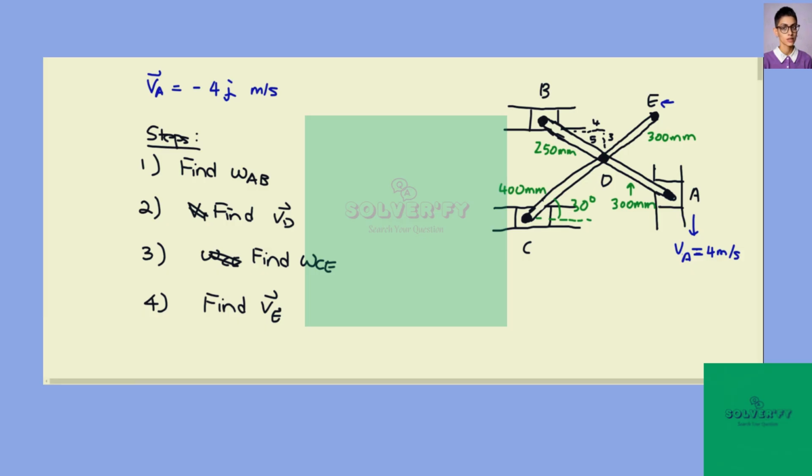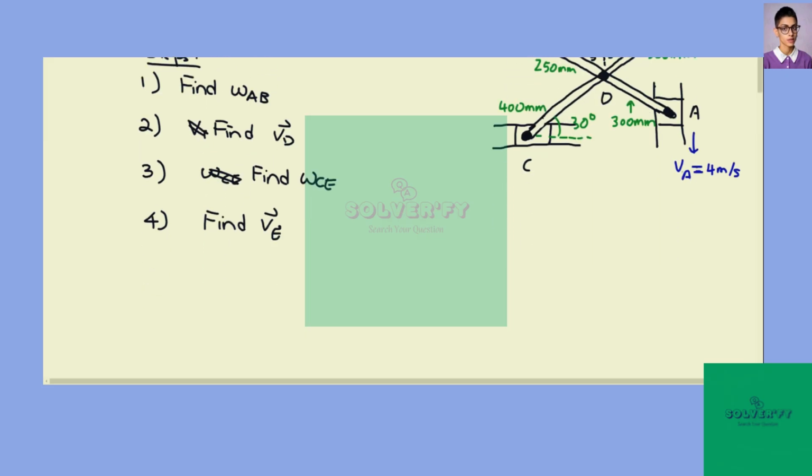Okay, so let me just outline the steps. First, we need to find omega AB. The angle is VE, so to find VE we need to have omega CE. After finding omega CE, we need VD, because with VD and omega CE, we are able to find VE. But to find VD, we need omega AB. So that's the reason why the steps are like this.